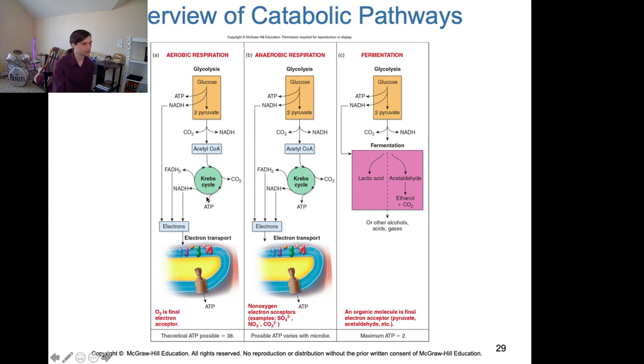Anaerobic respiration, same concept, uses something other than oxygen. You can use the presence of these things to help identify different species of bacteria, which is cool. And then different bacteria produce more or less ATP depending on their species.